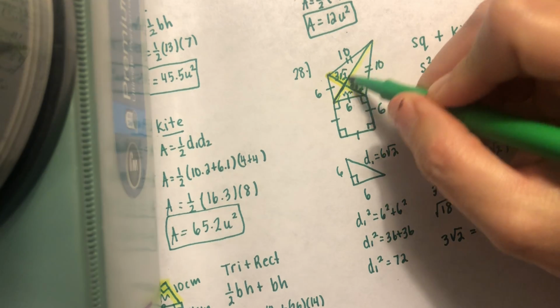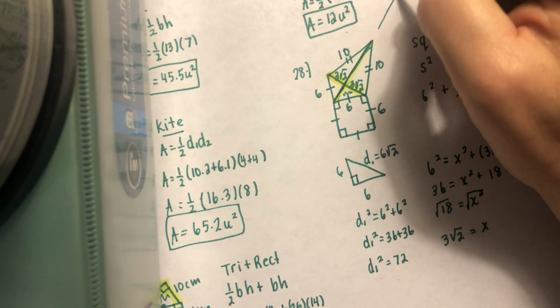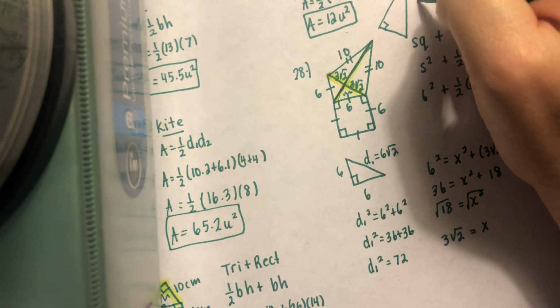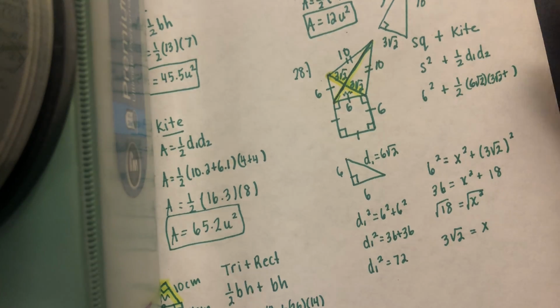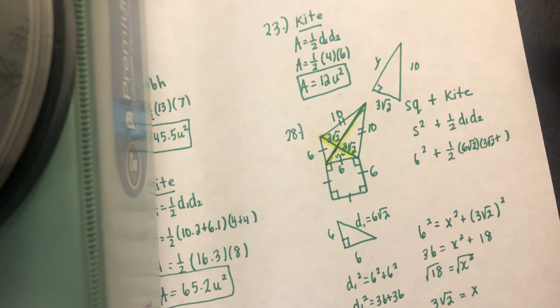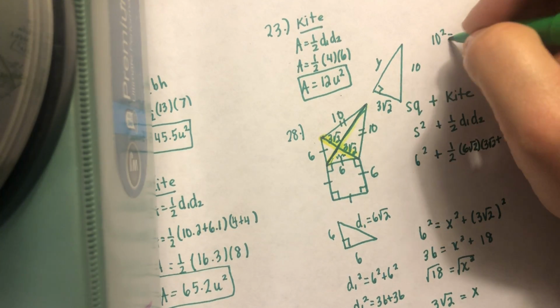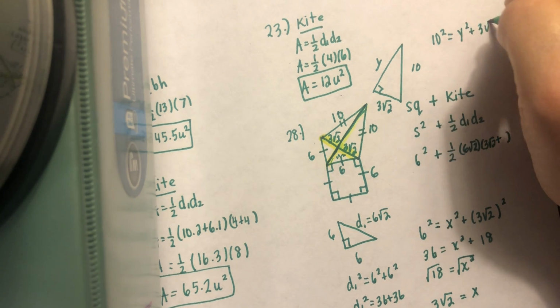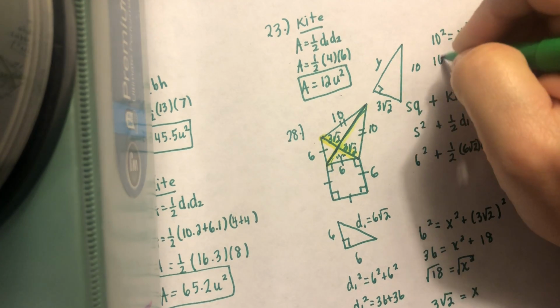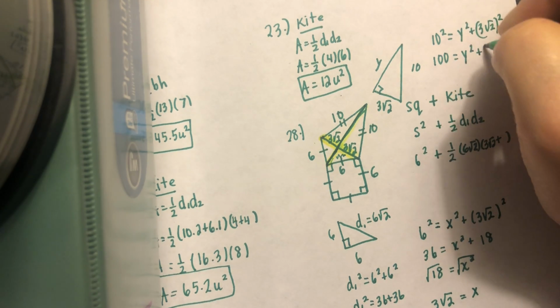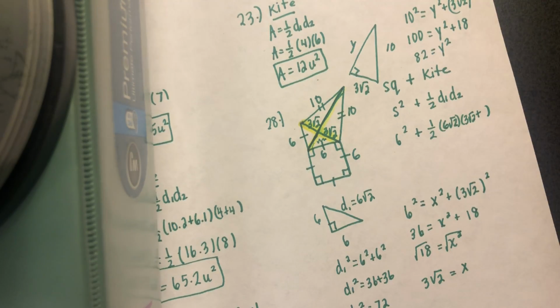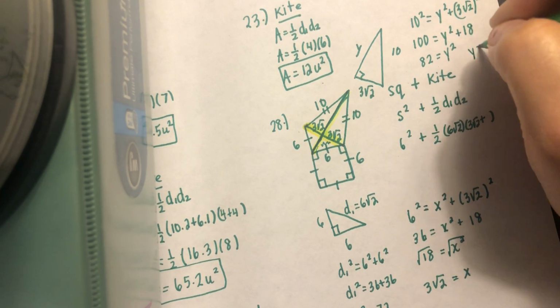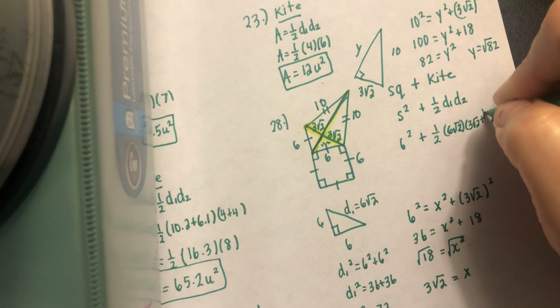Now I've got to find this piece. So for this triangle up here, I've got 10 here, I've got 3 root 2 here, and we'll just call that y. Everybody see that? So I go 10 squared is y squared plus 3 root 2 quantity squared. So 100 is y squared plus 18. So that's 82 is y squared. I think that's just going to be square root 82. So y is square root 82. And that goes in right there.